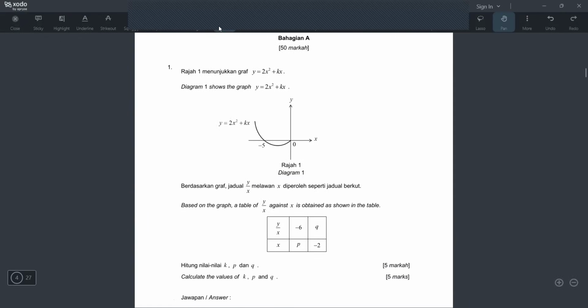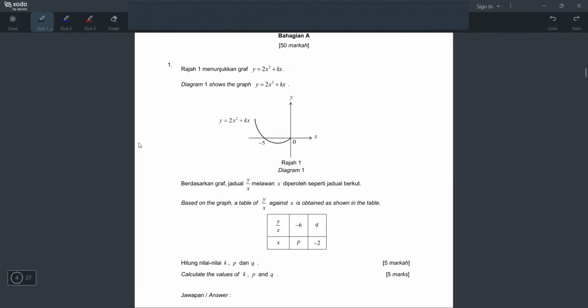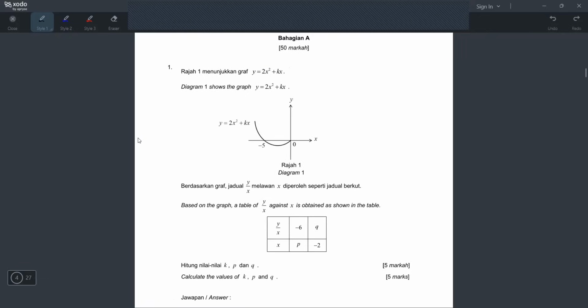Okay, this is question number 1. Let's read the question first. Diagram 1 shows the graph y equals 2x squared plus kx. So this is a curve, all right? They give us the x-intercept here, -5 and 0.